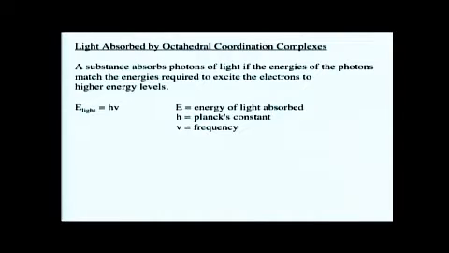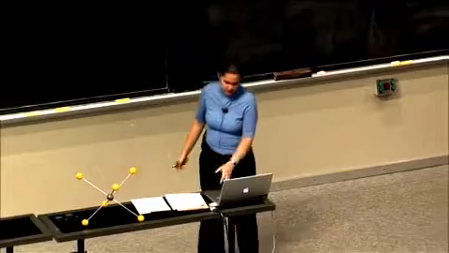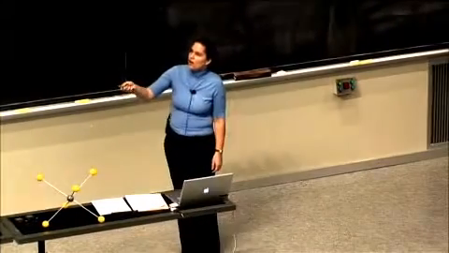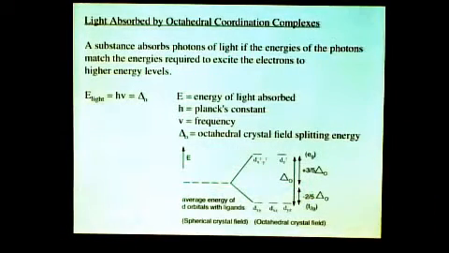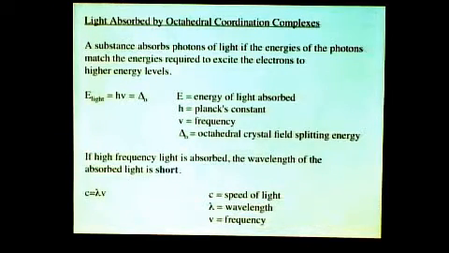So the energy of the absorbed light equals Planck's constant times the frequency of that light. But now we can make that equal to another term, a term we've been talking about in this unit, and that is our octahedral crystal field splitting energy. Because the energy that's going to be required to bump an electron from here to here is that splitting energy. So that's going to be equal to this term here. Okay, so what does this mean in terms of the wavelengths of light absorbed by different coordination complexes? So we can think about that.